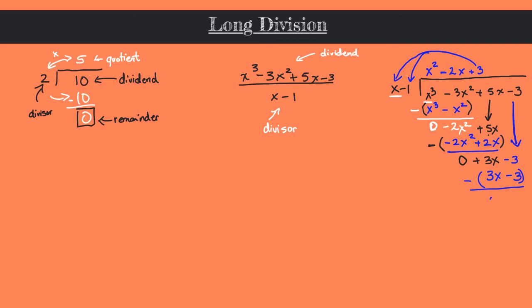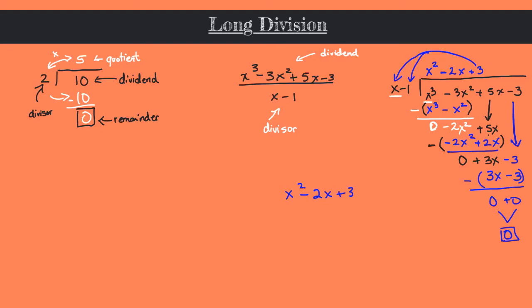3x minus 3x is 0. And then -3 minus -3 is the same as saying -3 plus 3. And that is also going to be 0. So in other words, our remainder is going to be 0. So the answer then to this problem, given above, is going to be x squared minus 2x plus 3.